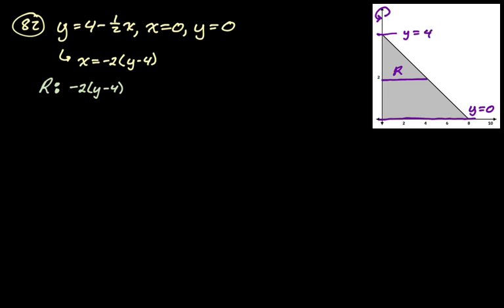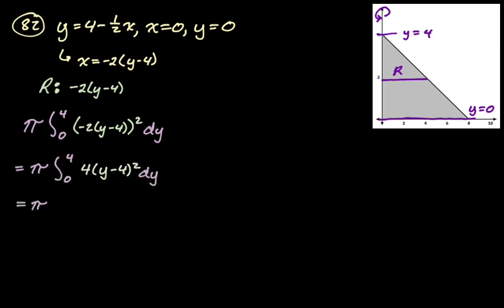Let's set it up. So it's going to be pi, and then the integral from 0 to 4, r squared, so make sure you use a lot of parentheses there, and then dy. Now I'm just going to expand and clean up the integrand, so I'm not integrating yet. I'm going to get pi, the integral from 0 to 4 of 4 times the quantity y minus 4 squared dy.